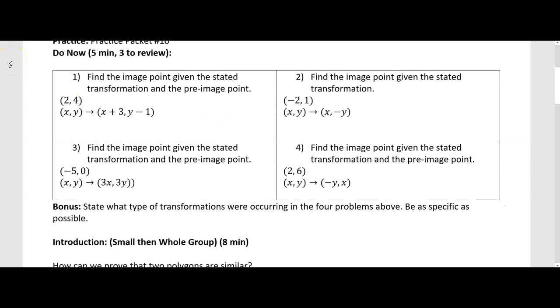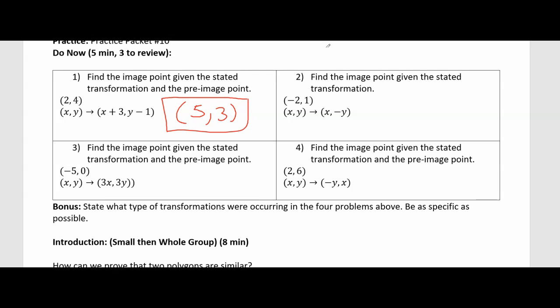Okay, so number one says find the image point given the stated transformation and the pre-image point. So we have a point 2, 4, and this is going to be a translation. We are adding 3 to each x-coordinate and subtracting 1 from each y-coordinate. So our image point is going to be 5, 3.